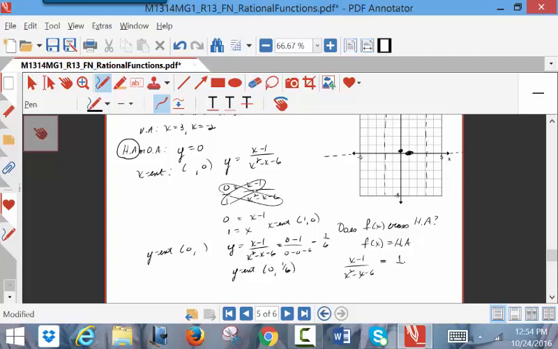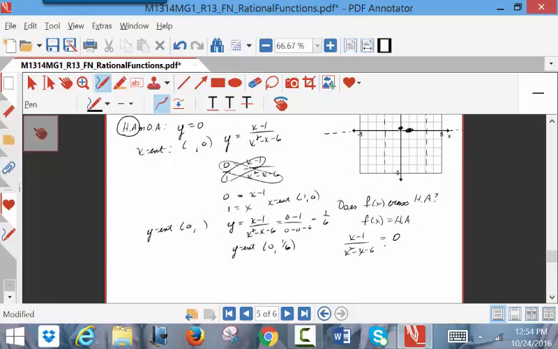Equaling the horizontal asymptote, which we determined to be y equaling 0. So this is 0. And we've already done this. We know how this works out. When we cross multiply, we get 1 times x minus 1 and 0 times that trinomial, which is 0. And so, yeah, it does. And it does cross at the point 1, 0.